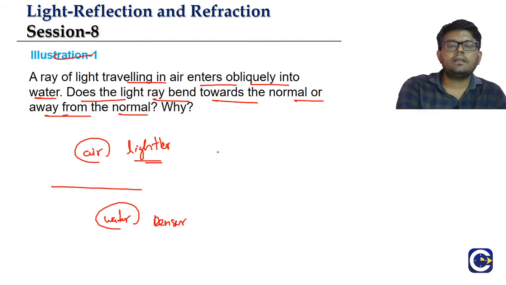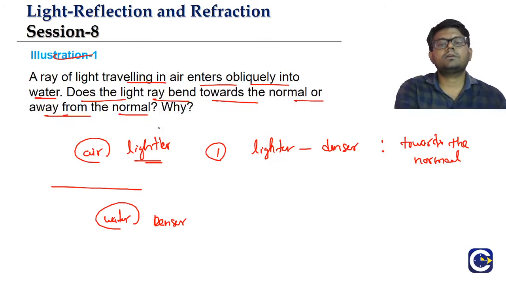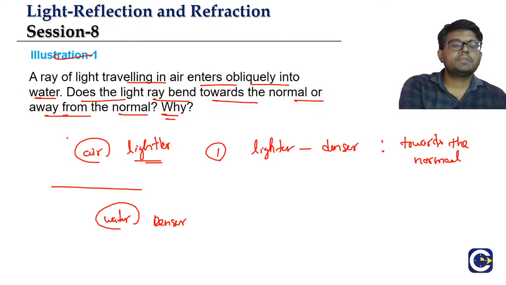So remember, guys, when the light rays are entering from a lighter medium to a denser medium, how will they bend? They will bend towards the normal. The question is why they are bending. They bend towards the normal because here, this is the normal. The ray is coming like this. Bending towards the normal means it bends like this.